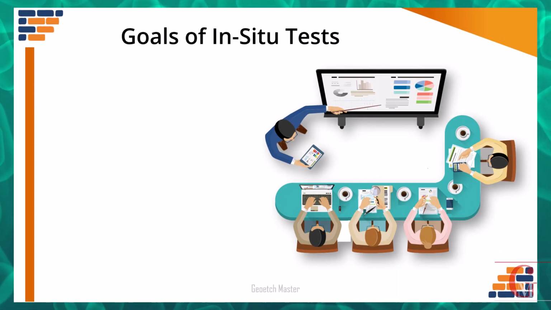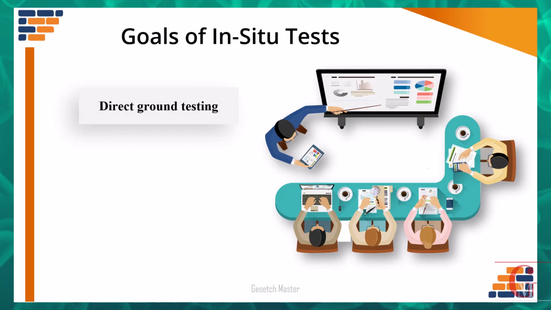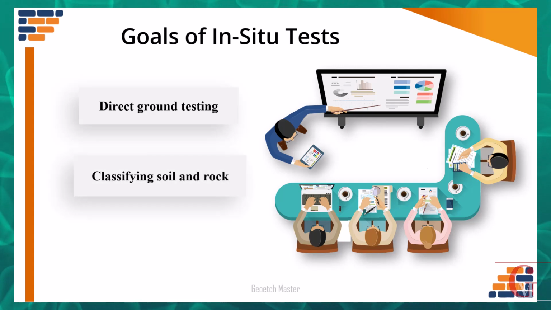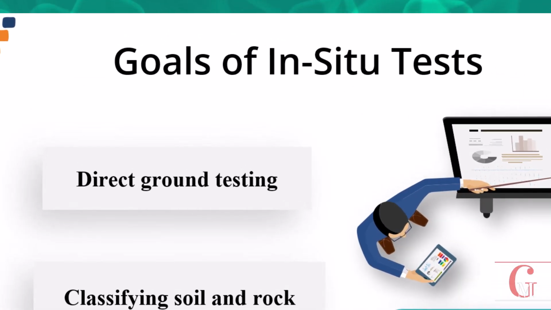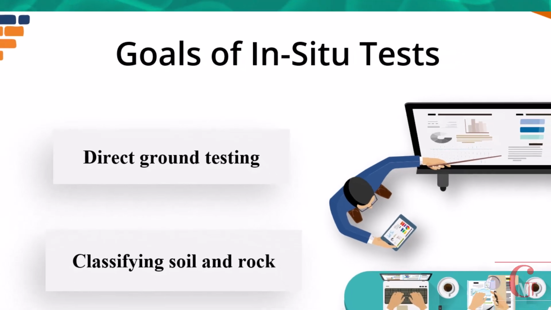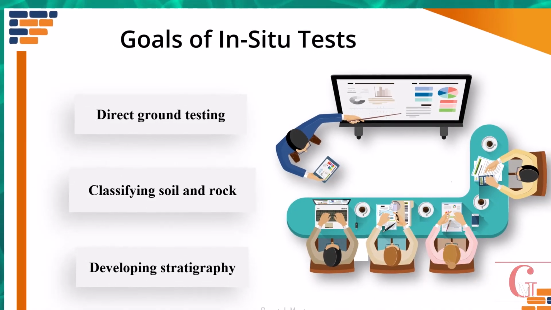Let's begin with the goals of in-situ testing. In-situ tests are carried out directly in the ground, causing minimal disturbance to the soil or rock. The primary goal of these tests is to classify soil and rock and to develop a detailed understanding of the subsurface conditions. These tests allow us to develop a stratigraphy and understand the variability of the soil layers. It's like taking a direct look at the Earth's layers without causing major disruption. Through these tests, we also try to identify any problematic soils or rocks that might pose a risk for our projects.